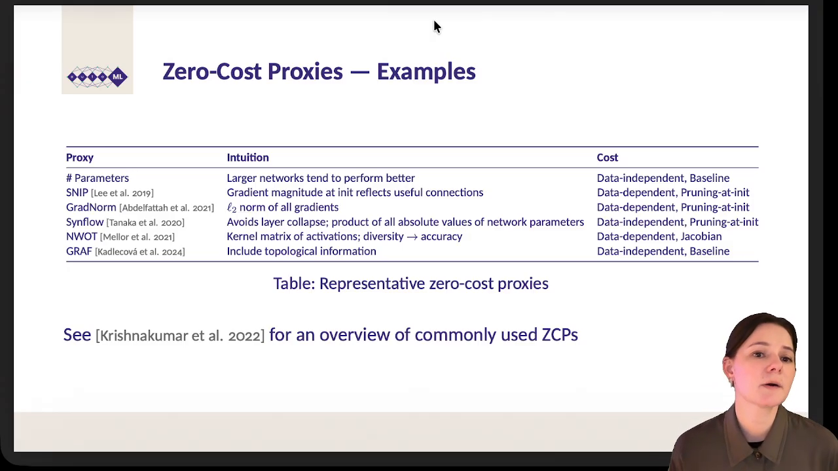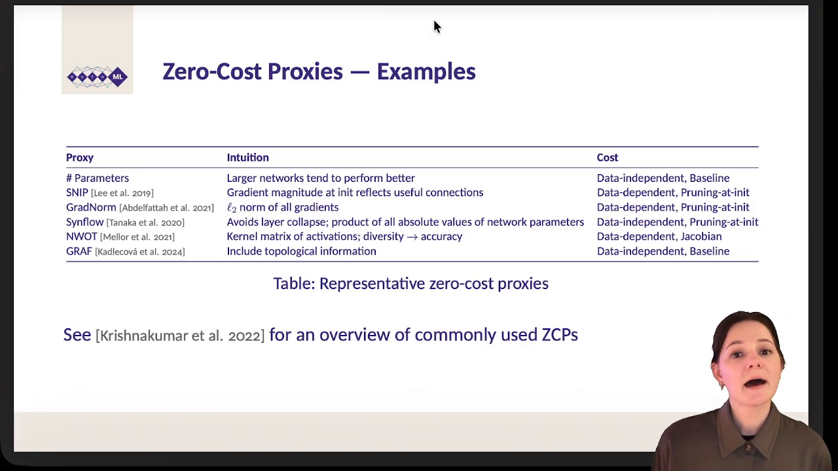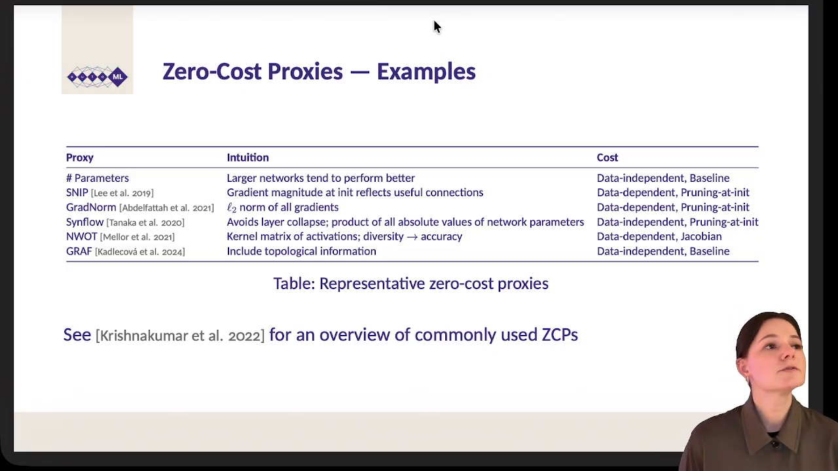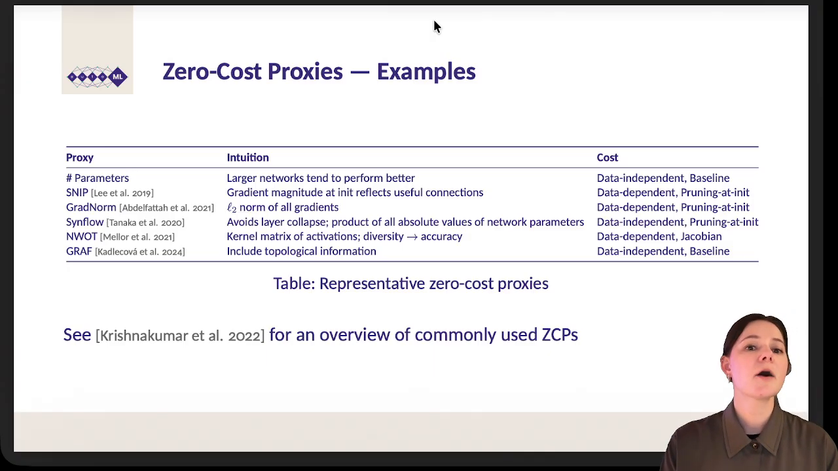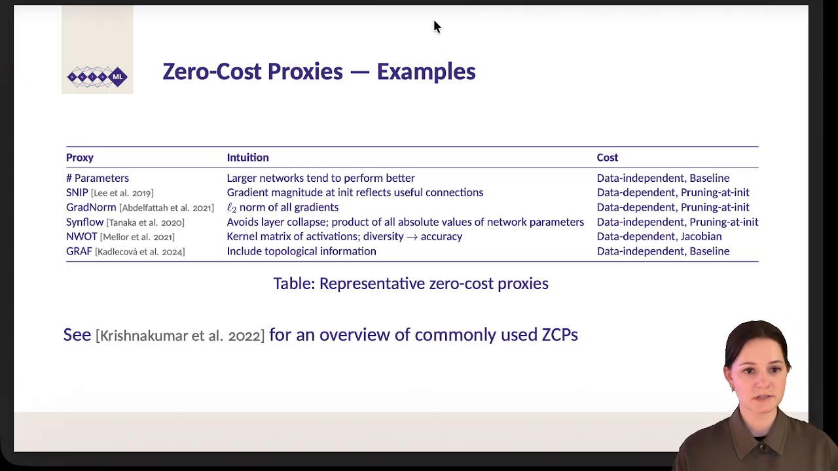The second proxy, which is used very widely in NAS, is SNIP, which is the gradient magnitude at initialization, which reflects useful connections. So what happens if I get rid of one connection? How does my gradient change? These scores are data dependent and are in the area of pruning at initialization. So these are pruning-based zero-cost proxies, based on the fact that we check for useful connections by deleting them in order to evaluate their importance.